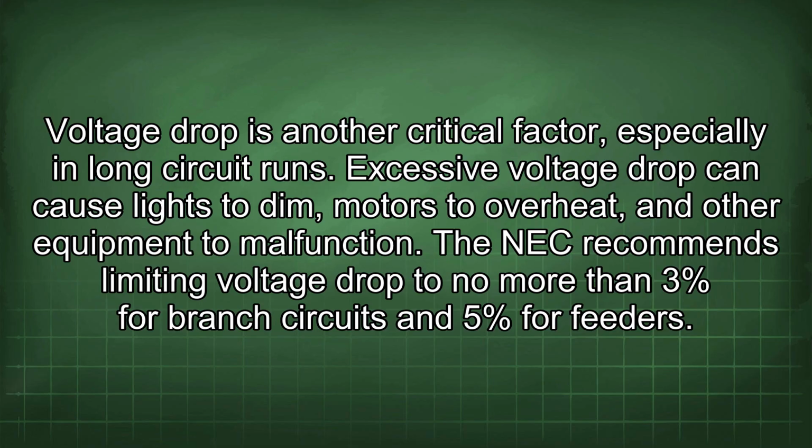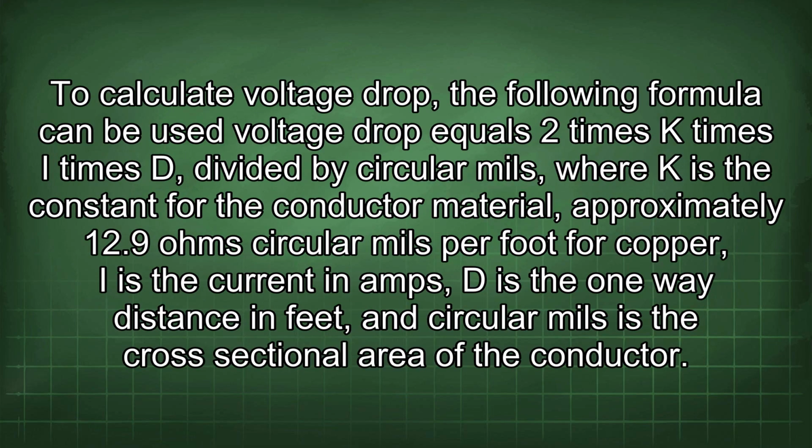Voltage drop is another critical factor, especially in long circuit runs. Excessive voltage drop can cause lights to dim, motors to overheat, and other equipment to malfunction. The NEC recommends limiting voltage drop to no more than 3% for branch circuits and 5% for feeders. To calculate voltage drop, the following formula can be used: voltage drop equals 2 times K times I times D, divided by circular mils, where K is a constant for the conductor material, approximately 12.9 ohm-circular mils per foot for copper. I is the current in amps, D is the one-way distance in feet, and circular mils is the cross-sectional area of the conductor.